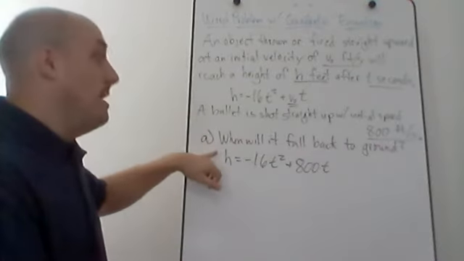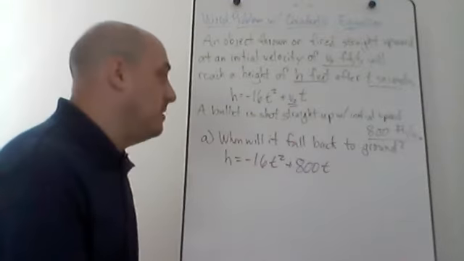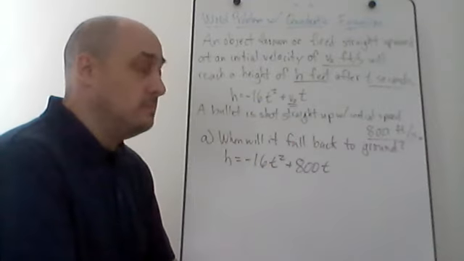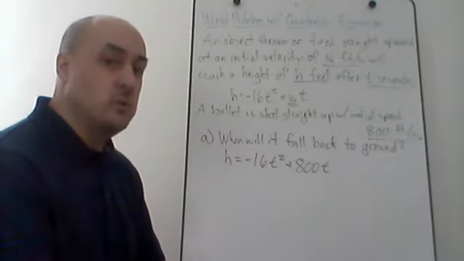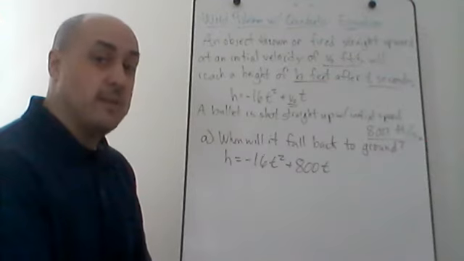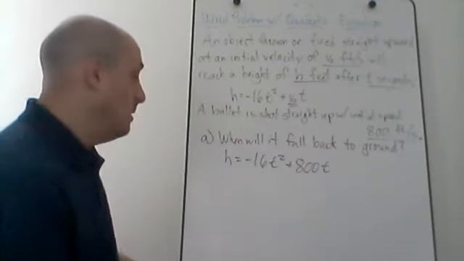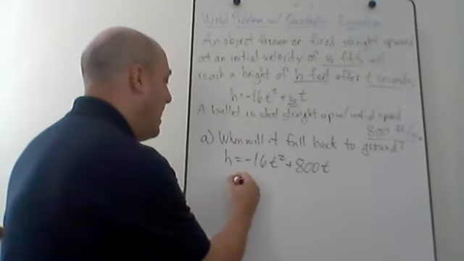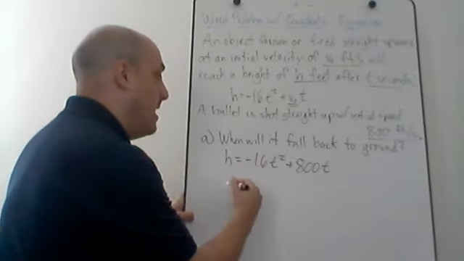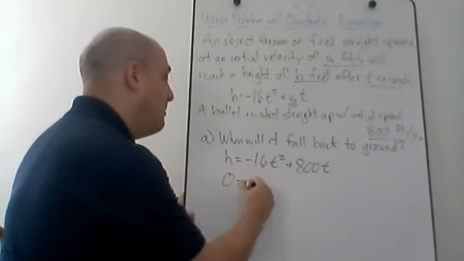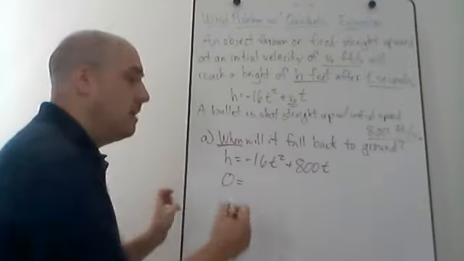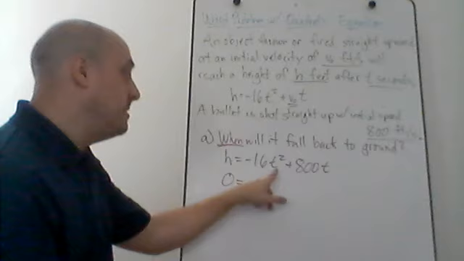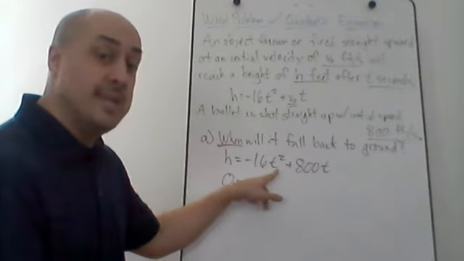Now, to answer this question, when will it fall back to the ground? When this bullet falls back to the ground, what is its height going to be? Well, when it hits the ground, it has a height of 0. So h is my height, so in order to find out how long it's going to take until it hits the ground, I have to plug in 0 for my height. When it's asking me when, it's asking me how long it's going to take, it's asking me to solve for time, which is t.